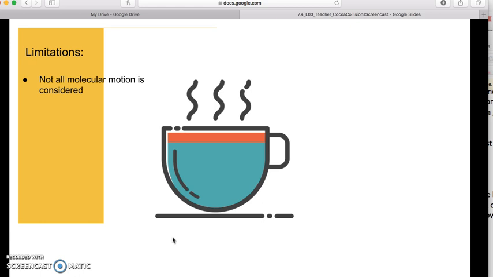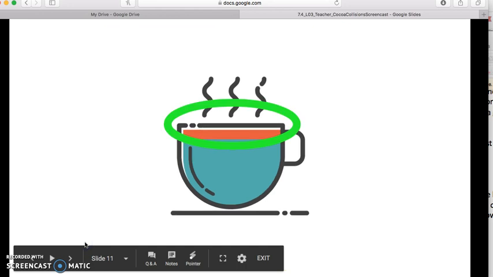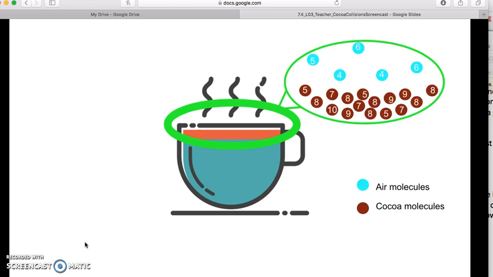Secondly, we don't address any energy loss to the mug and how the mug may act as an insulator. Again, the goal of this game is very specific. In this game, the collisions that are addressed are those between the cocoa and the air that is directly above the mug. This game asks students to consider what is happening at the molecular level. The difference between the air and the cocoa molecules is that they don't have the same average thermal energy. On average, each cocoa molecule has more thermal energy than each air molecule.